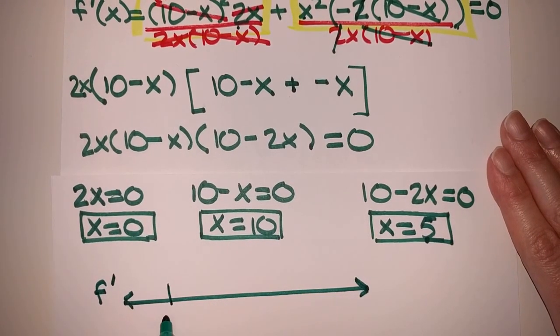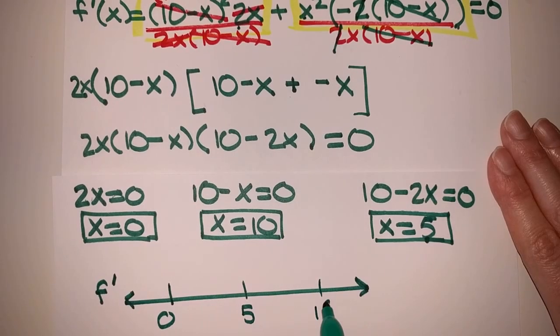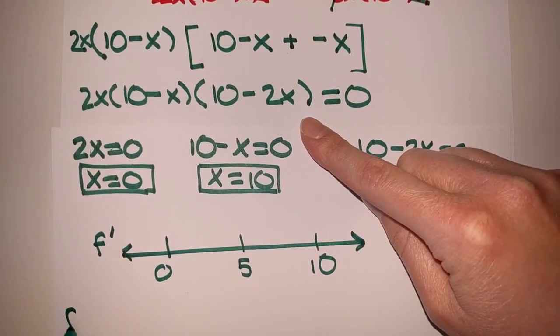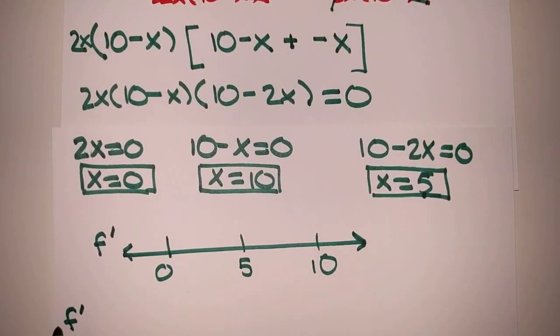So we're going to plug in the 0, 5, and 10, and we're going to plug in a number to the left and to the right into our derivative. All right, so if we plug in, let's say, now this is interesting here, okay?